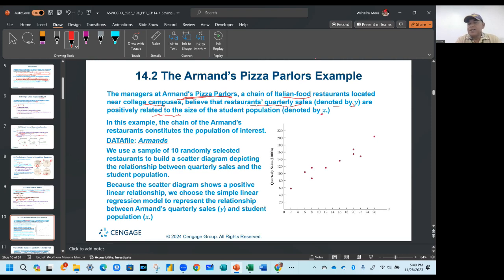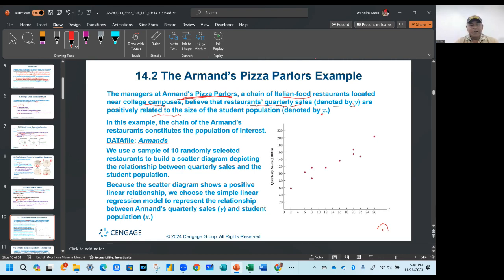And that population is denoted by X, no? So if we use the sample of 10 randomly selected restaurants to build a scattergram depicting... okay, we've used the scattergram before in the previous chapter to visually check, no? So in the first 2 or 3 chapters, we said that when you're trying to understand if there's a relationship between two variables, one of the first things you can do is plot the values and see if there appears to be a relationship.